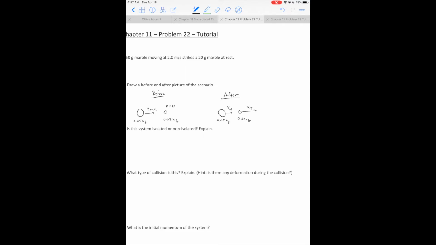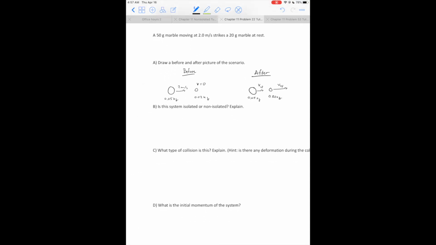Our next question is, is the system isolated or non-isolated? And then we want to explain this. So our system, this system, is isolated. Why is it isolated? Well, whenever we think about non-isolated systems for collisions, we're thinking about interactions with a wall or a floor or a ceiling, the ground, some sort of interconnected external system that's complex, right?